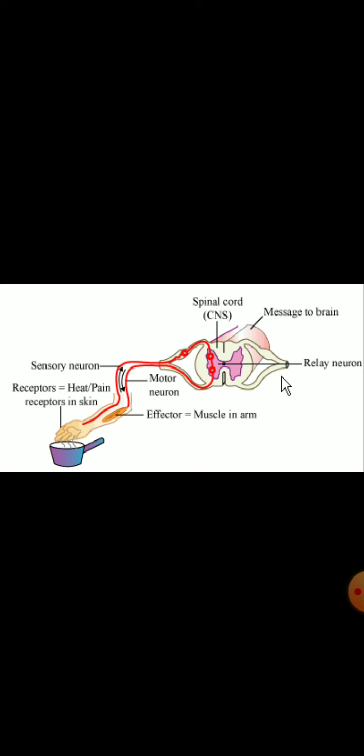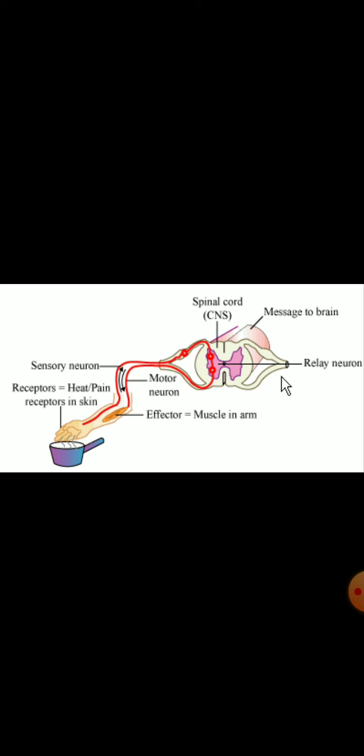So in the hand, which receptor is located? I already told you about receptors, right? So here, which will be the receptor? Skin, right? When we touch the hot object, the first thing that comes into contact is our skin. So the stimulus is the hot object. From that, it goes to the receptor organ, which here is skin. Then through the nerve it goes to the spinal cord.